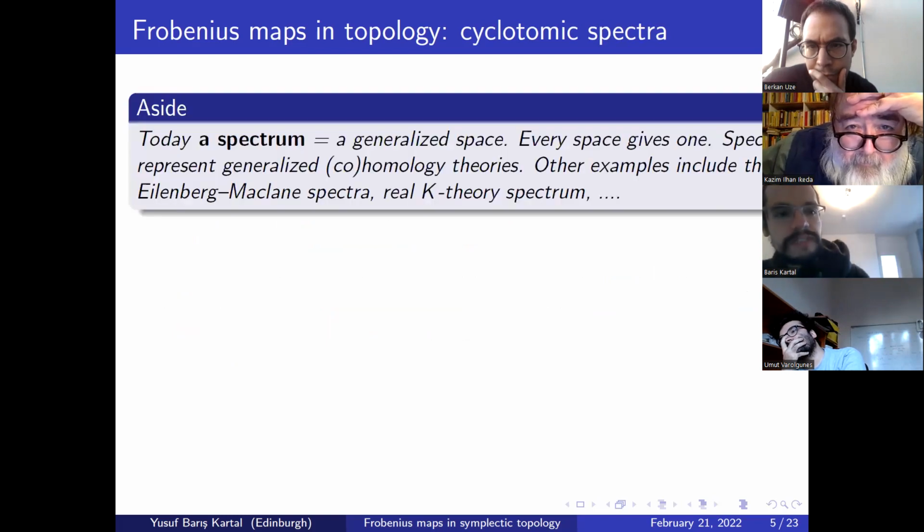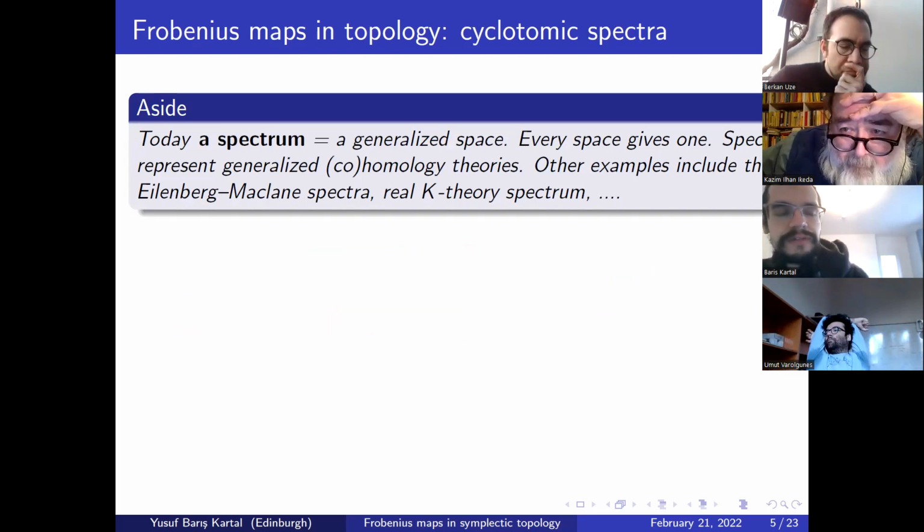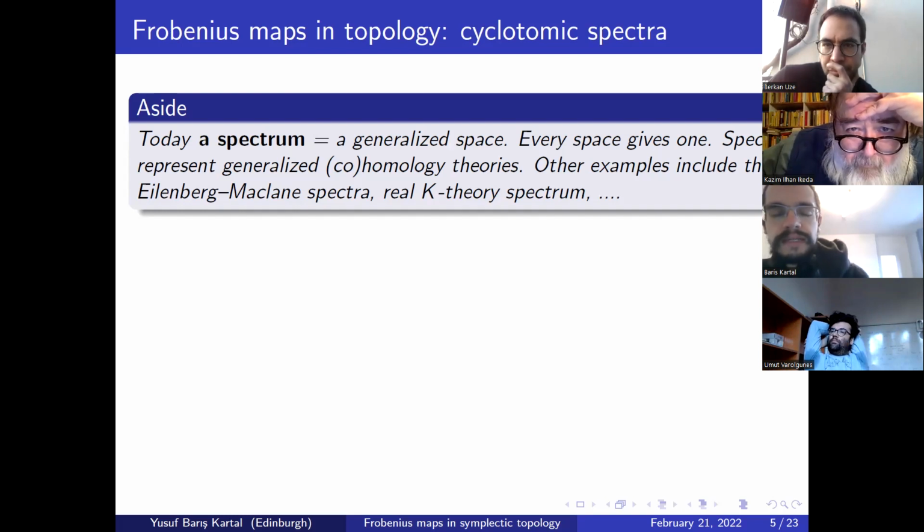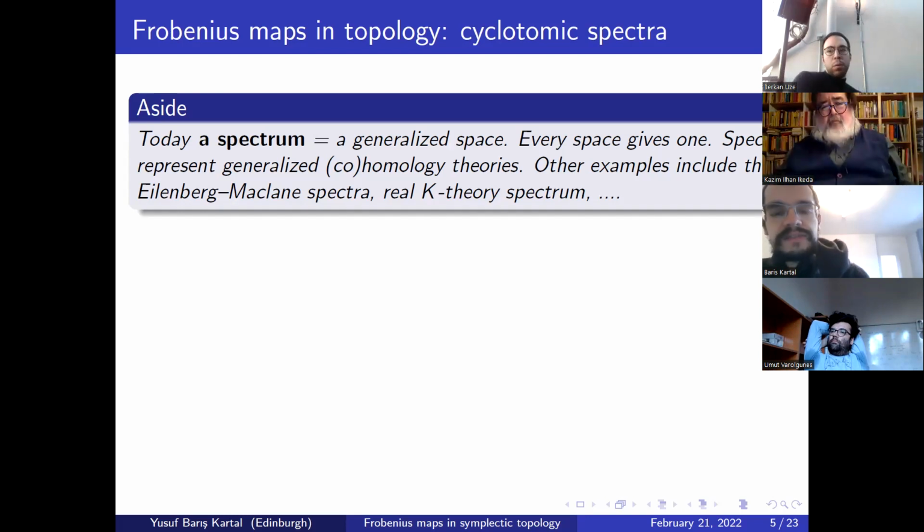So for today's purposes, if you have never seen the notion of spectrum, you should think of it as a generalized space. If you have never heard of this word in the context of topology, stable homotopy theory, you should think of a topological space whenever you hear the word spectrum. Every space gives rise to one spectrum, and spectra represent generalized cohomology theories.